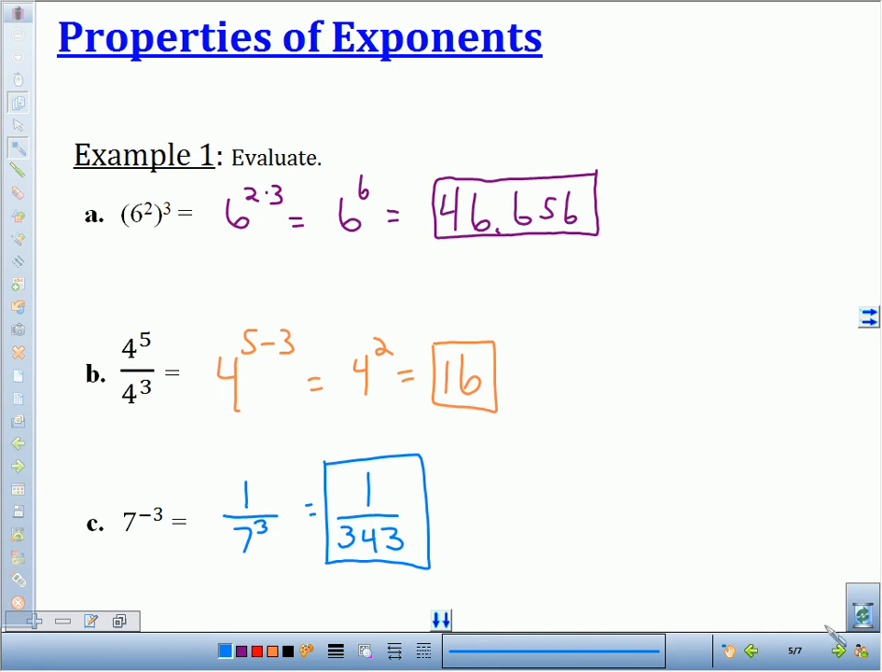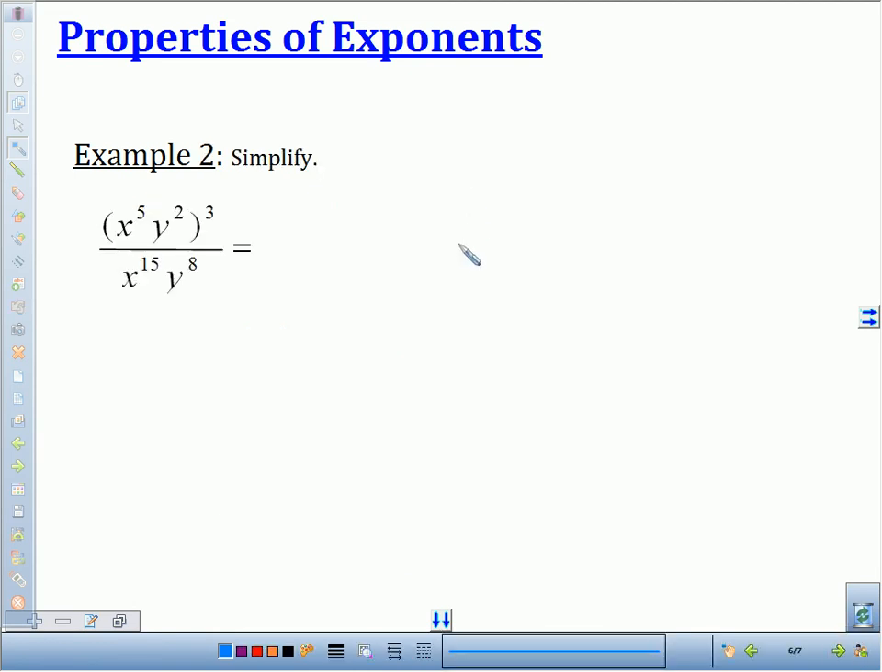All right, let's look at another example here. This one's a little bit more complicated, moving a little bit forward. We have example 2, which is asking us to simplify this expression. And we're going to go through this. There are several steps involved. We're going to break each one of them down with which property we would use to get this answer.